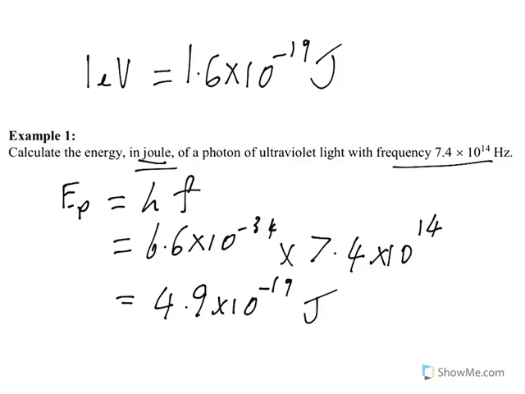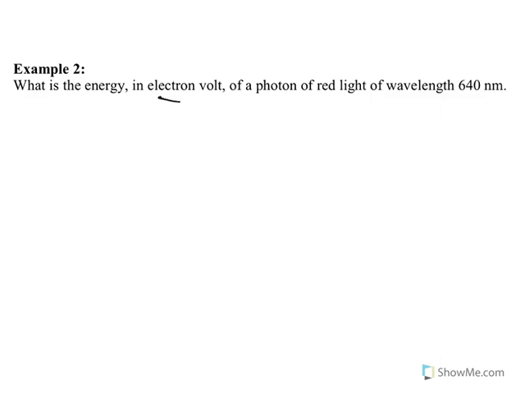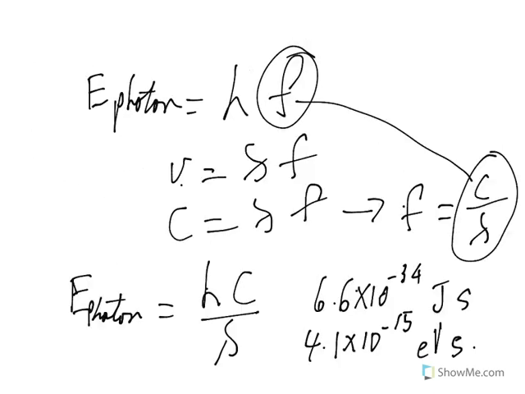Example 2. What is the energy in electron volt of a photon of red light of wavelength 640 nanometres? First of all, this time we're given the wavelength, so we'll use the version which has the wavelength in it, the photon energy hc on lambda. And it's electron volt, so we use the electron volt version of h, there it is, 4.1 by 10 to the minus 15.